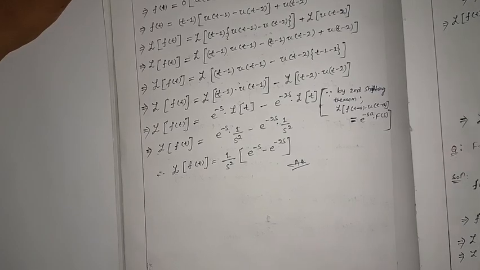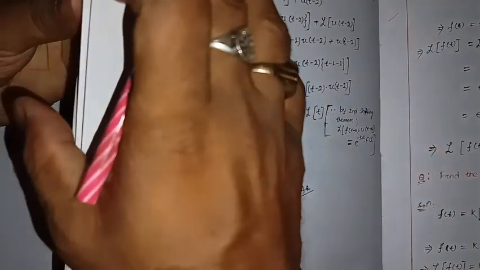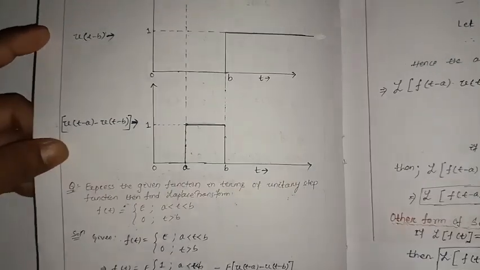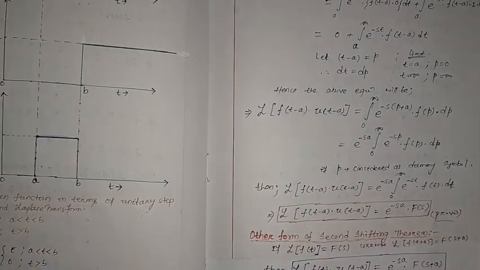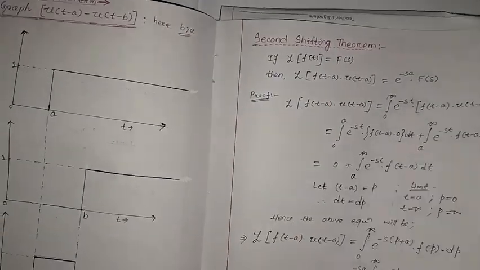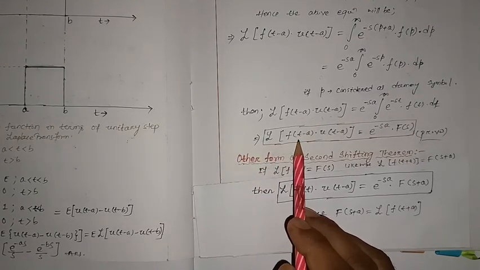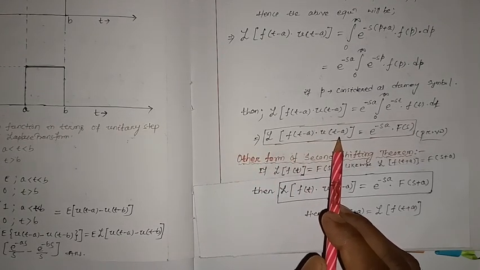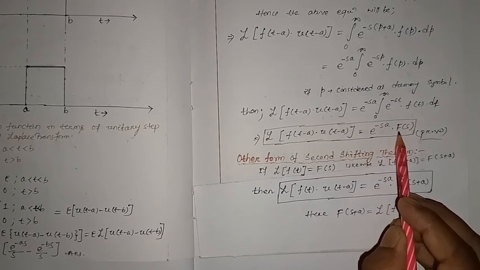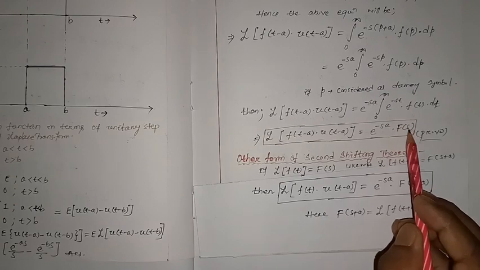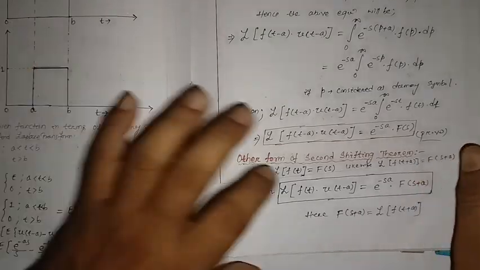Now we are going to apply the second shifting theorem. The second shifting theorem is telling us that the Laplace transform of f(t minus a) u(t minus a) will be equal to e to the power minus s a into capital F of s. Here capital F of s is your Laplace transform of f of t, right?